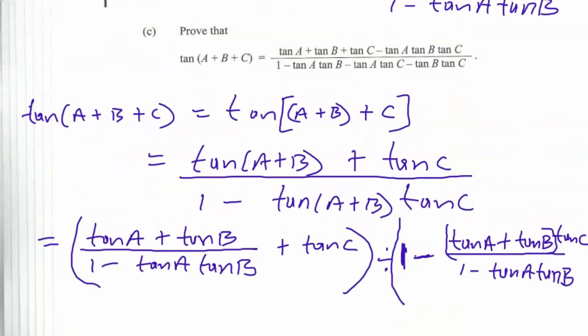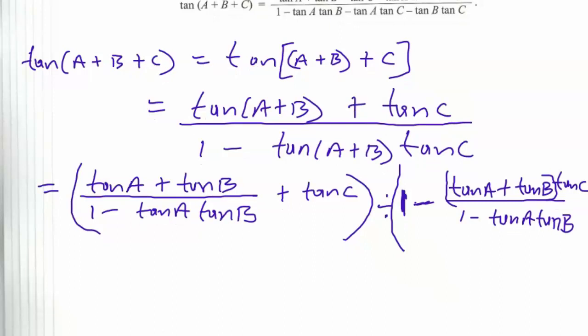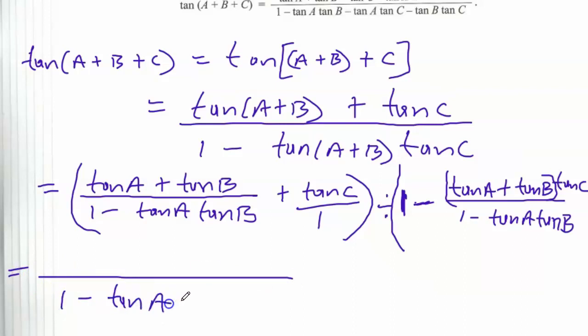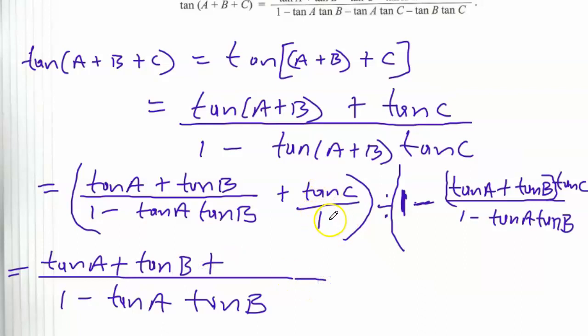Let's see how best we can simplify to get the expression on the right hand side. Notice in the first bracket we're adding two fractions, so we can make the denominator the same, 1 minus tan A tan B. With one common denominator, 1 minus tan A tan B, we already have tan A plus tan B at the top, plus tan C times 1 minus tan A tan B. That would be our numerator for this common denominator.